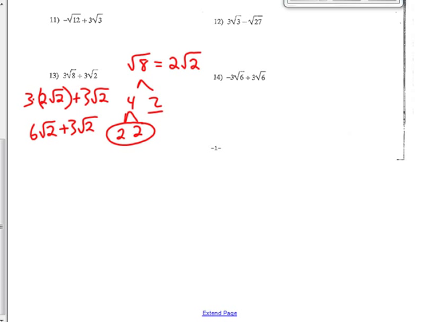Now the roots are exactly the same. 6 plus 3 gives me 9 square roots of 2. And that'll work just fine if you wanted to do it that way. The process becomes a little bit harder if you do not know the perfect squares, so work on learning those perfect squares.